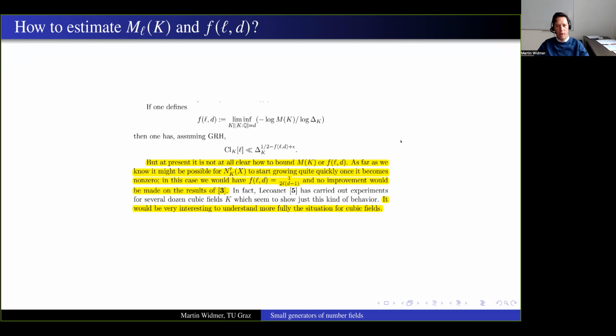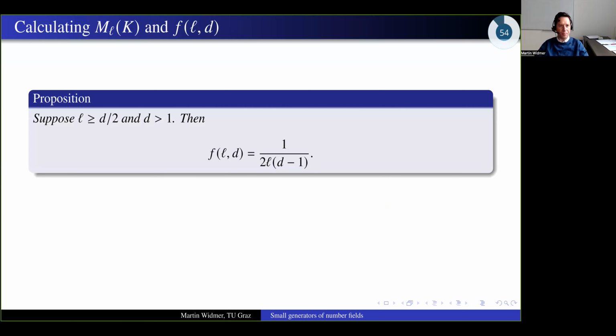I noticed this paper several years ago, and I found the question quite interesting, and I thought about it, because of the application, but also because I found it an interesting problem to estimate the growth of N'. And it turns out that unfortunately, F(ℓ,d) is not bigger than 1/(2(ℓd − 1)). It's exactly 1/(2(ℓd − 1)). At least if ℓ is bigger or equal to d/2, okay, which certainly covers all the cubic case.